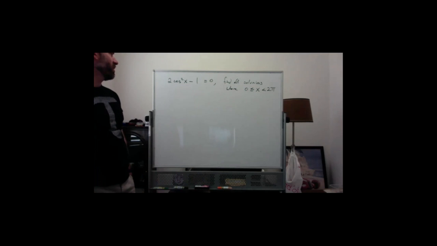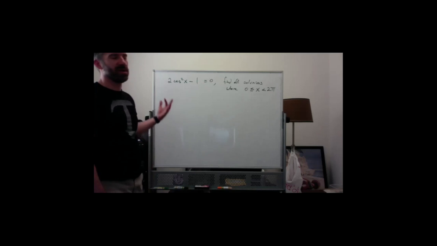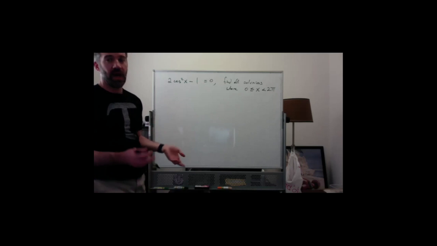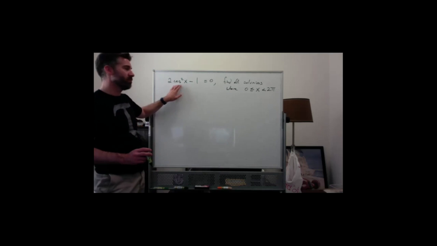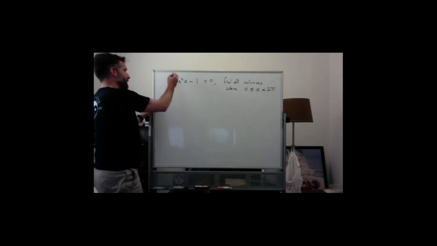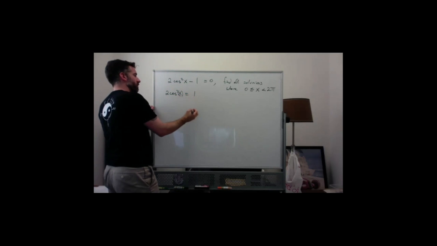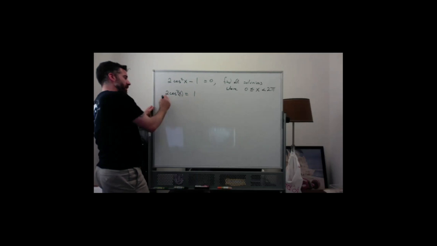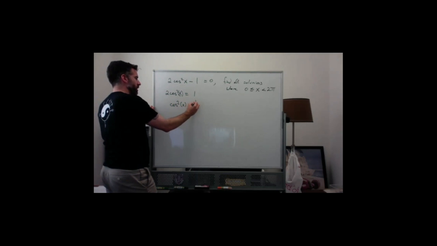But I will try my best not to forget to write it. So we're trying to solve this, and if I could factor the left-hand side, I would, but I can't. I mean, you could factor this, it wouldn't be very nice. I'm not going to factor unless it really makes sense to. Instead, since I have something squared on its own, I'm going to isolate the cosine squared. So 2 cosine squared of x is equal to 1. I'm going to divide by 2 so that cosine squared of x is equal to 1/2.